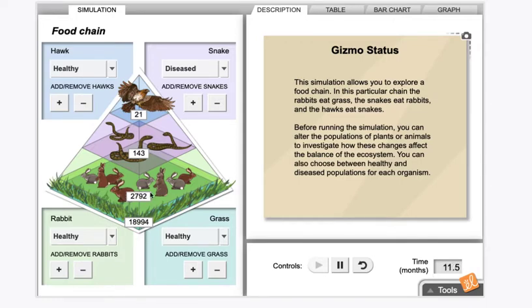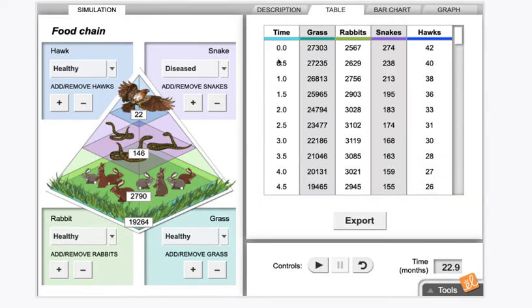What's happening to the rabbit population? It's increasing, right? What's happening to the hawk population? Well, it's slowly going up, okay? If you want to see this data slowed down, because this is 22 months now, almost 2 years, if you go to the table, it'll show you what happens over time.